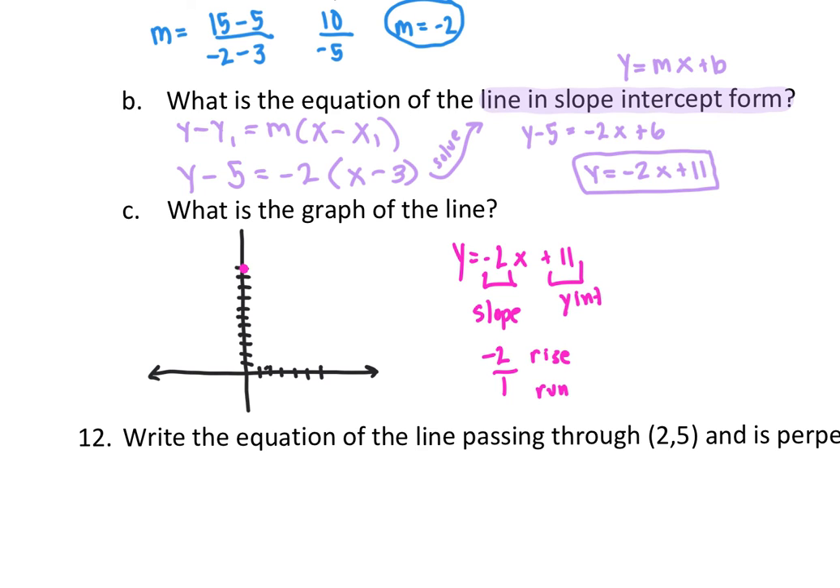So rise negative 2 means go down. So go 1, 2, run 1. Run 2, run 1. And assuming that we can draw a nice straight line, the graph should look something like that. Okay, so there's graphing our line. You should start feeling pretty comfortable with that. It's just very easy if you have it in slope-intercept form. You just plot the y-intercept and then apply the slope.